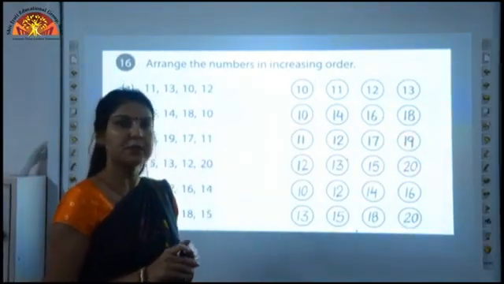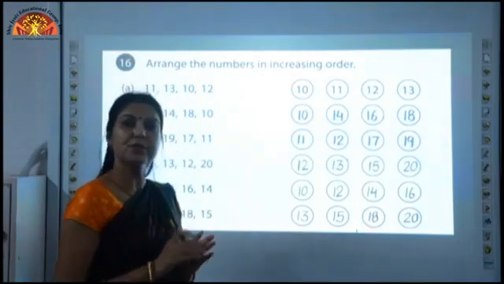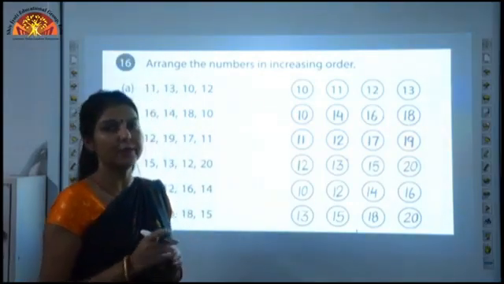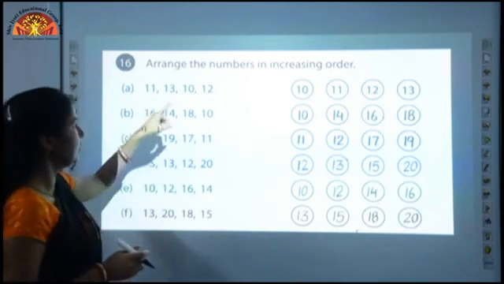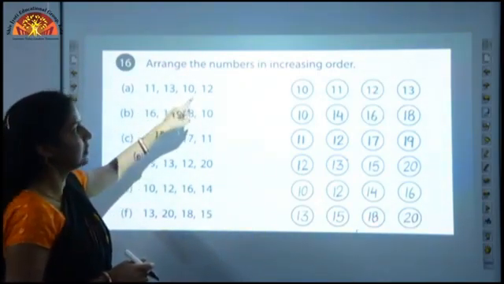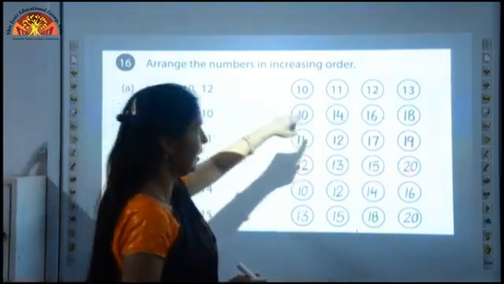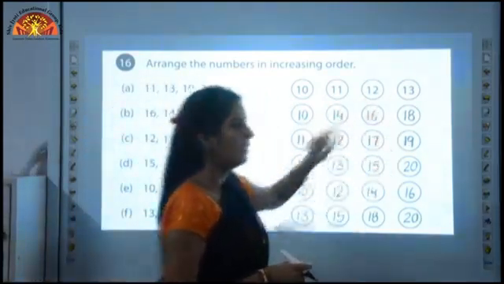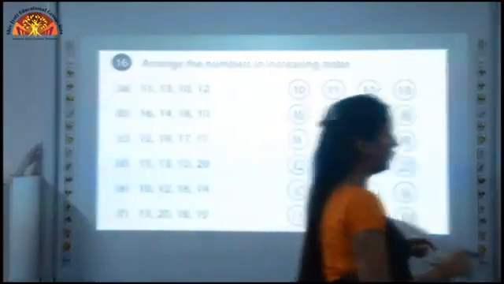The number which is closer to 0, that will be smaller. So find out the smaller number here. 10 is closer to 0. So first of all we will write 10, then 11, 12, 13. Now let's see one more example. Let's move on to the board.